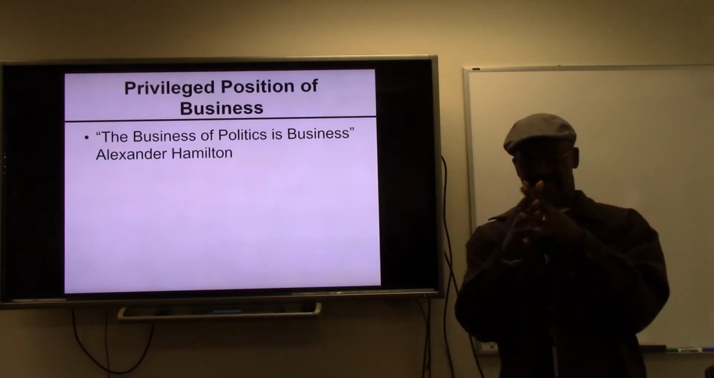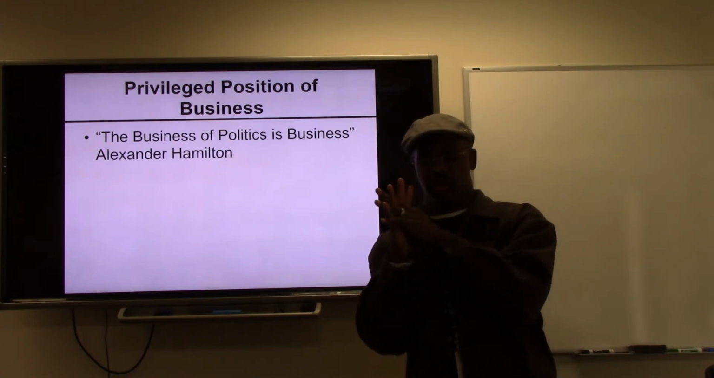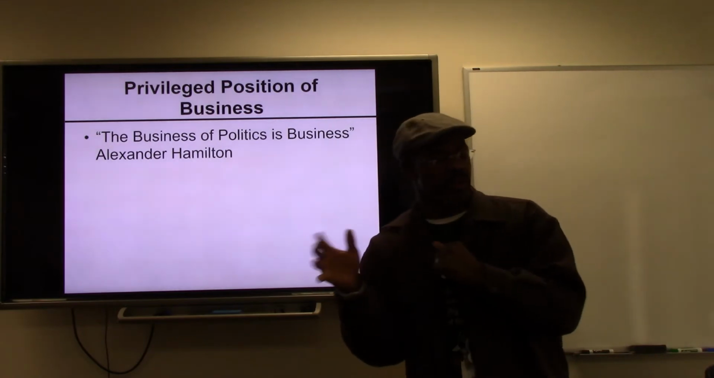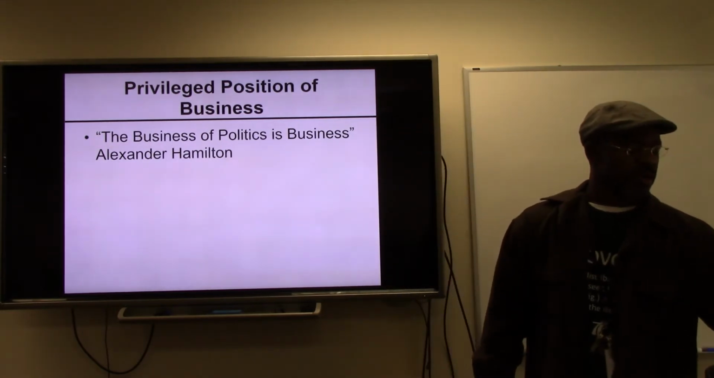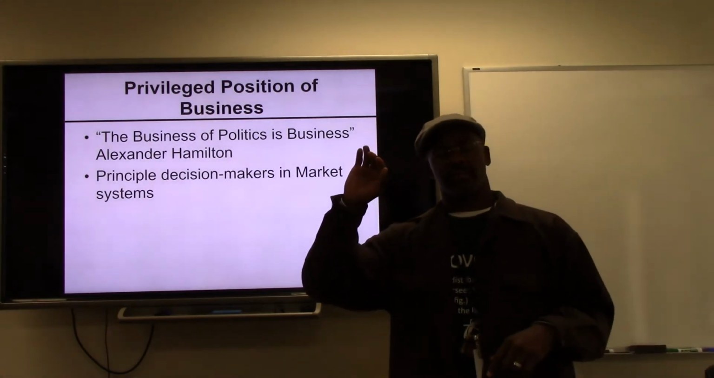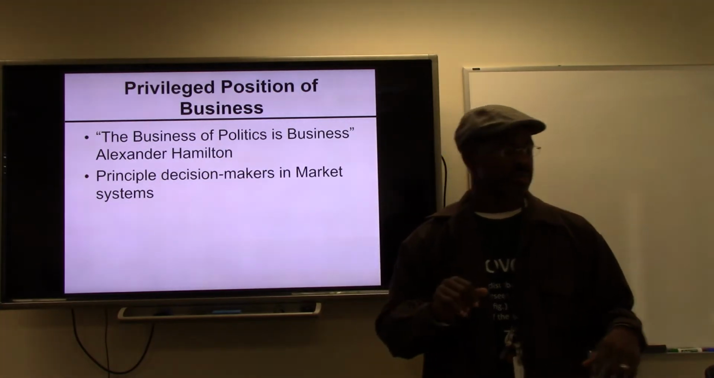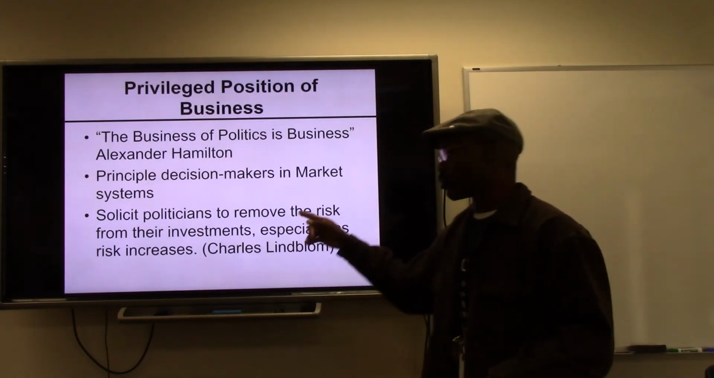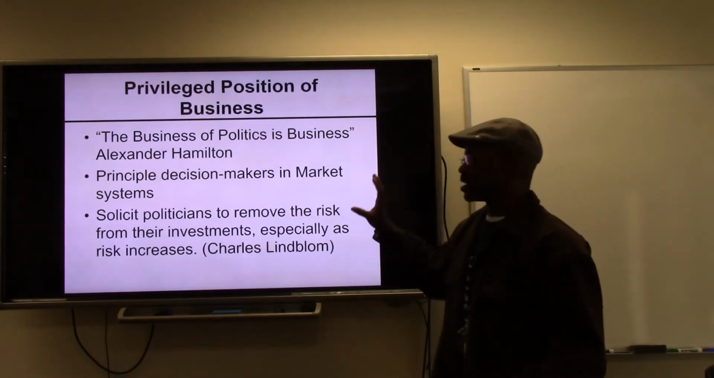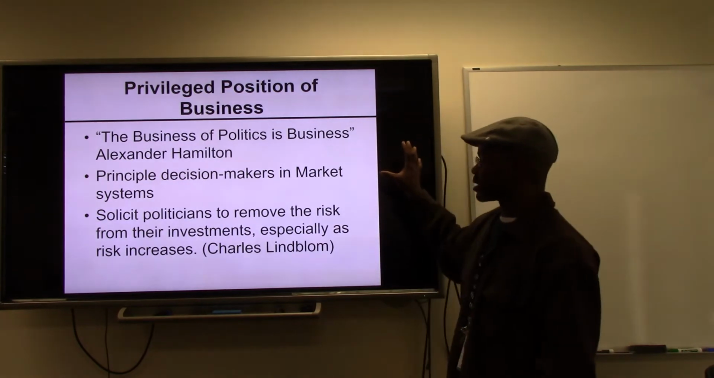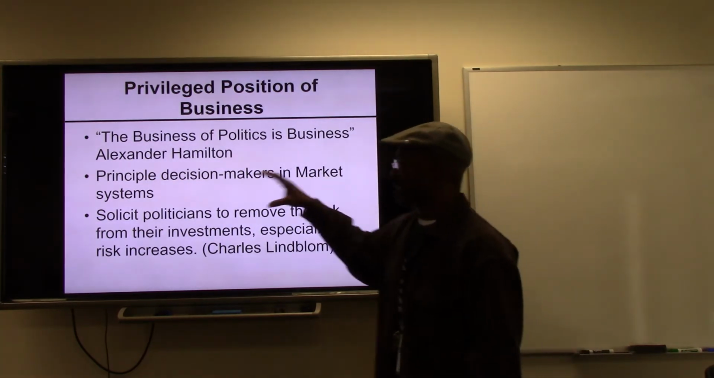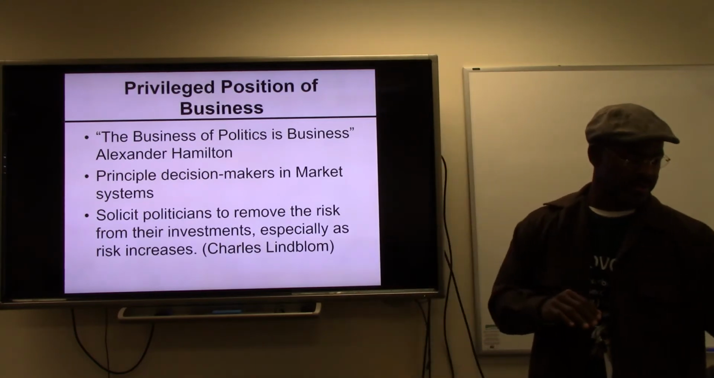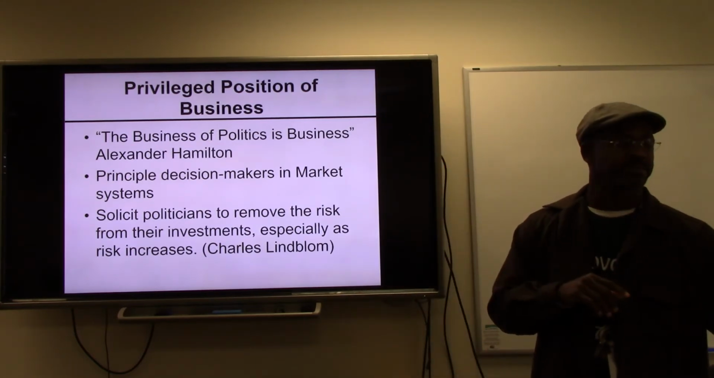So there's this nexus between what we want business to do in society, but that government wants to try to influence or shape, and vice versa. As we talked about, the business leaders are the principal decision makers in the market, and we'll review that one more time. And then lastly, this ultimate point we're going to get to, and that is businesses then come to politicians. So politicians want business to do things, but then businesses want politicians to do things, particularly to remove risk from their investments. But we'll go into that in detail.